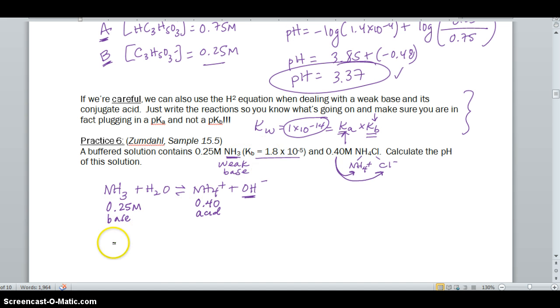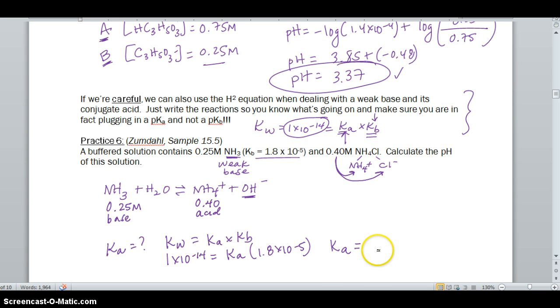Okay, so to get a Ka for NH4+, we need to use the relationship that Kw equals Ka times Kb. So 1 times 10 to the negative 14th equals the thing we're looking for times 1.8 times 10 to the negative 5th. So when I solve for that Ka, I get 5.6 times 10 to the negative 10th.